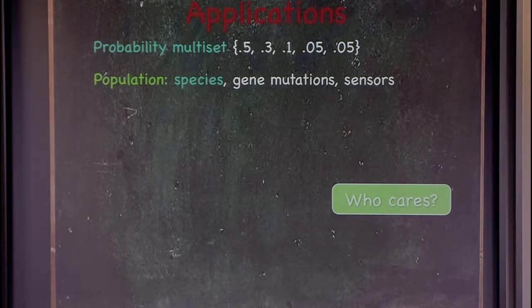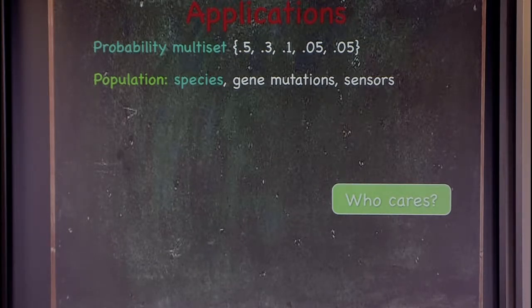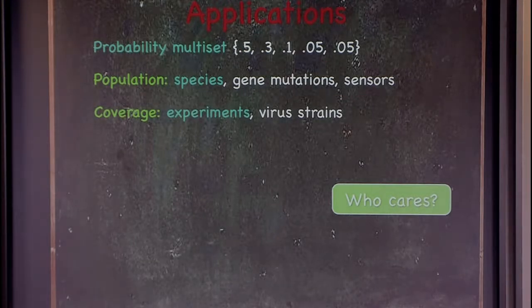Okay, so maybe I'll give you a couple of reasons to care. One is population estimation. A lot of people care about the number of species in a habitat. So this will be the cardinality of the set. The cardinality of the set doesn't depend on the association, that just depends on the set. So that's one, or the number of mutations and so on.